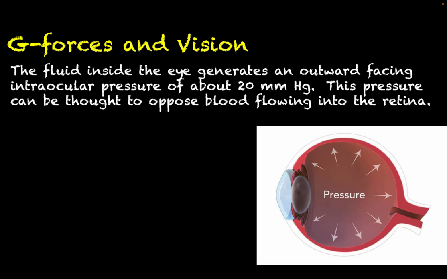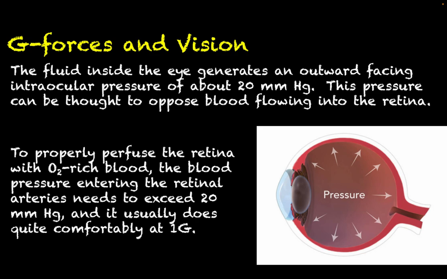So the fluid that is inside the eye, whether you're talking about the aqueous humor in the anterior segment or the vitreous humor in the posterior segment, generates an outward-facing intraocular pressure of about 20 millimeters mercury. The reason this is important is because this pressure opposes any blood that is flowing into the retina. But because the blood pressure in this part of the body is pretty close to 100 millimeters mercury, blood is still able to get into the retina and nourish those rod and cone photoreceptor cells, because 100 is still quite a bit larger than 20.